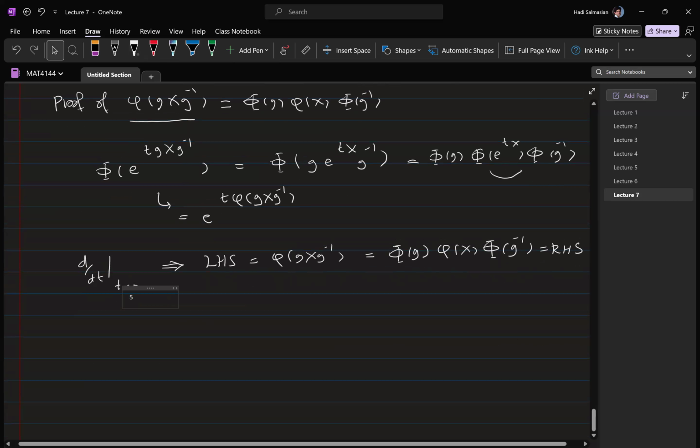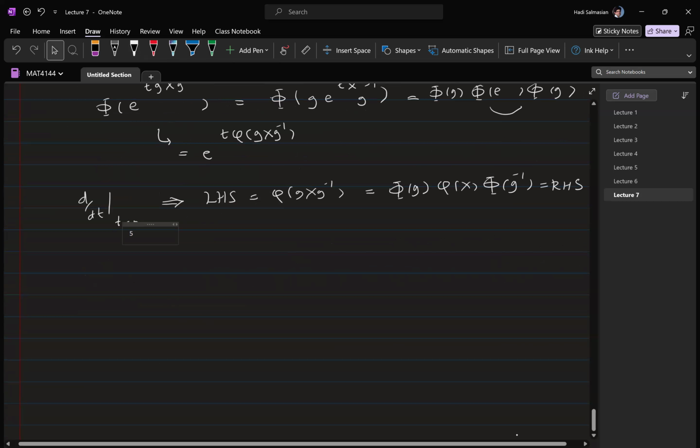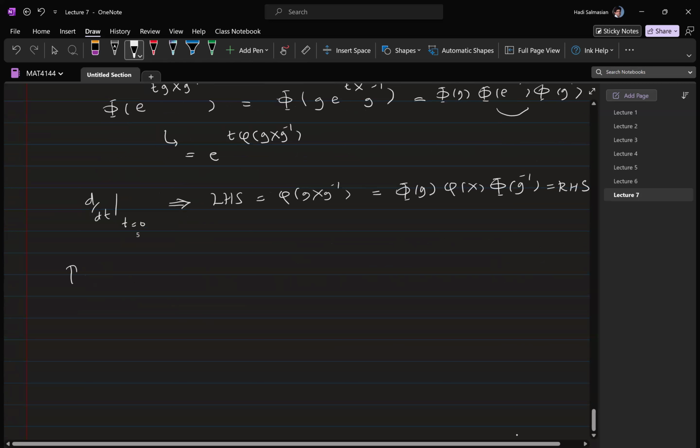Okay? Are we out of time? Almost, but we have enough time to verify the last assertion that this phi is a Lie algebra homomorphism. So this is now the last thing. Proof of phi bracket equals bracket of phi's.